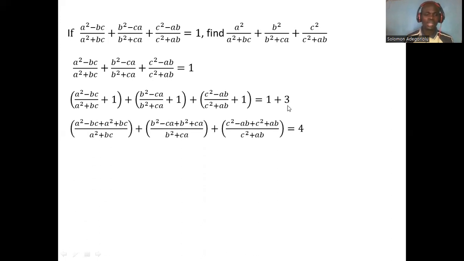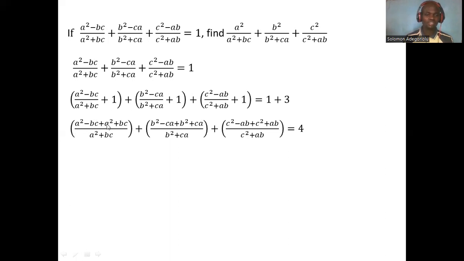Now, from what we have here, what do we do? Take the LCM of this first bracket. The LCM is a² + b², okay? Then a² + b² in a² + b² will give us 1. 1 times (a² − bc) will give us a² − bc, okay?